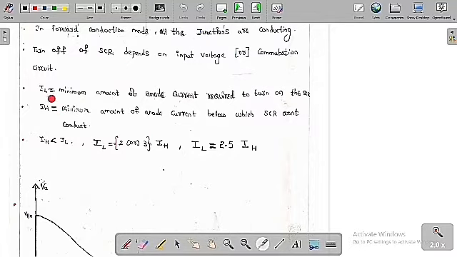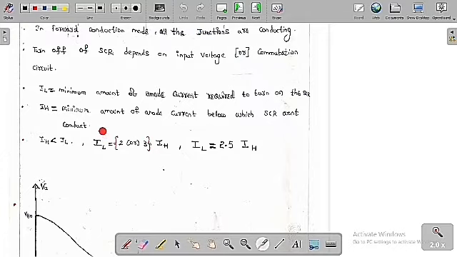Where IL is called the latching current and IH is called the holding current. IL is the minimum amount of anode current required to turn on the SCR, means this is the minimum current which is required for the SCR to conduct. And IH is called the minimum amount of anode current below which the SCR won't conduct. So this is the minimum value of anode current below which the SCR won't conduct.